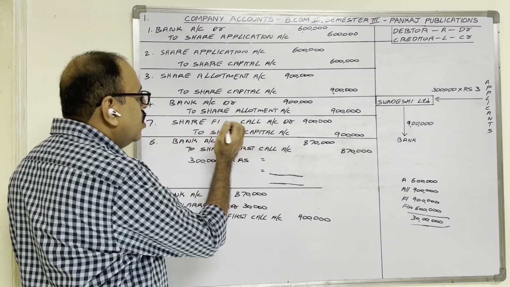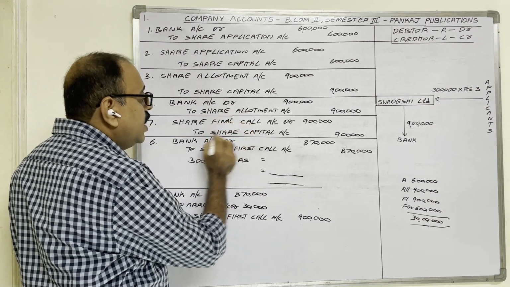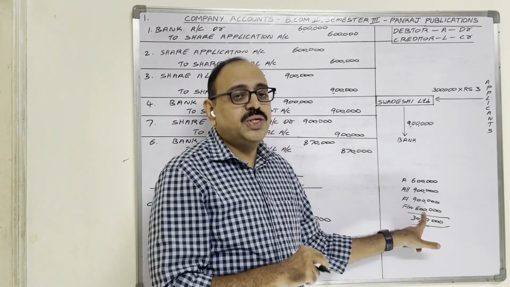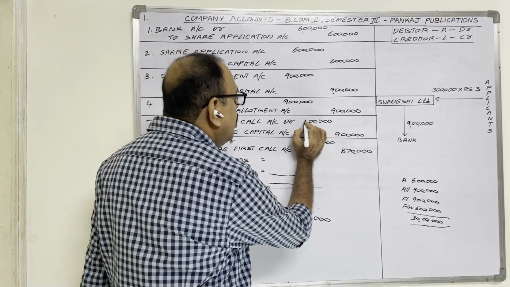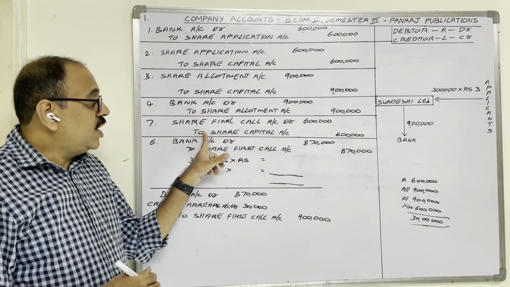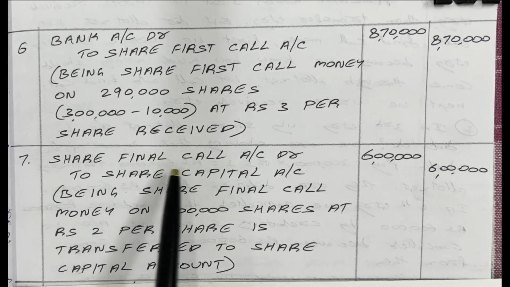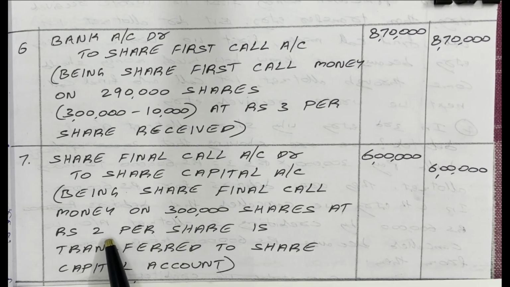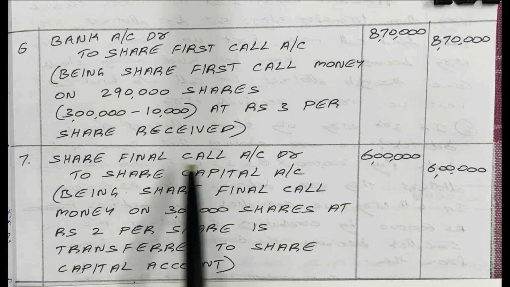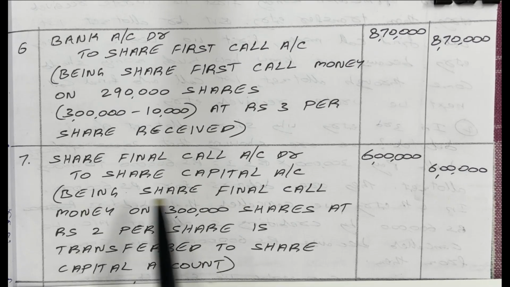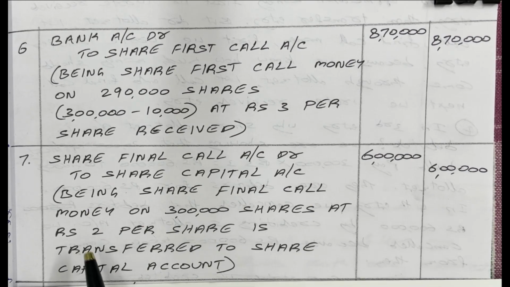Share final call account debtor to share capital account. On 3 lakh shares at the rate of 2 rupees each, 6 lakh should come. Therefore, amount 6 lakh rupees. So 7th entry is share final call account debtor to share capital account. On 3 lakh shares at the rate of 2 rupees each, 6 lakh rupees should come through final call. That amount we are transferring to share capital now. Mention that in the narration. Being share final call money on 3 lakh shares at 2 rupees per share is transferred to share capital account.